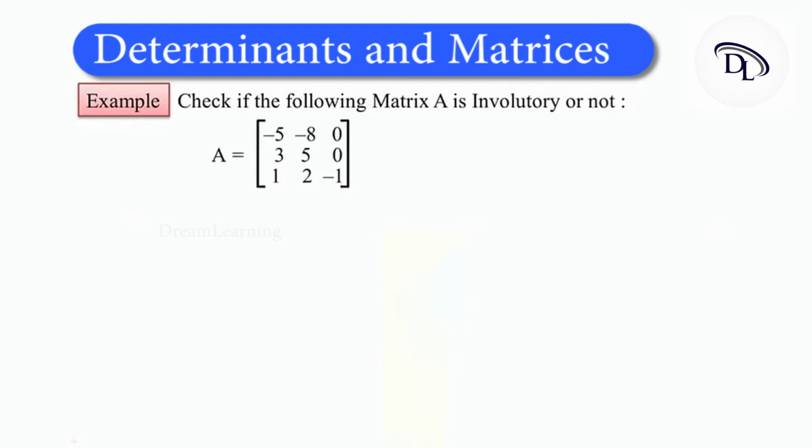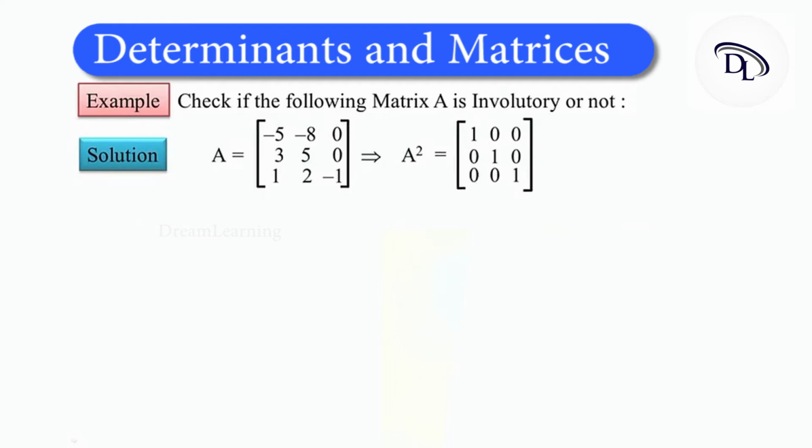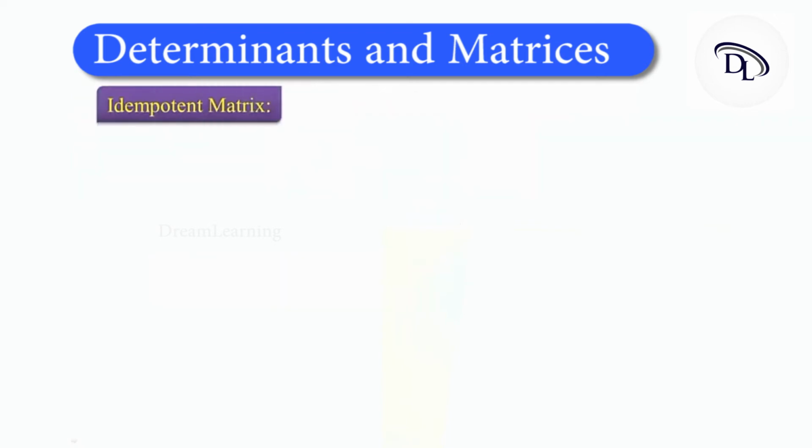Now, let us take an example. Let us check whether this matrix A is involutory or not. The only way to check is to find A square. If I find A square using multiplication, A into A, I get A square as 1, 0, 0, 0, 1, 0, 0, 0, 1, which is an identity matrix. So in this case, A is involutory.